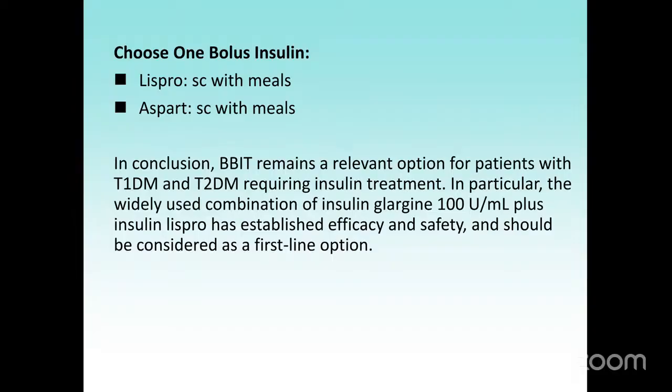So in conclusion, basal bolus insulin therapy remains a relevant option for patients with type 1 and type 2 diabetes that require insulin treatment. In particular, the widely used combination of insulin glargine 100 unit per ml plus insulin lispro has established efficacy and safety, and should be considered as a first-line option.